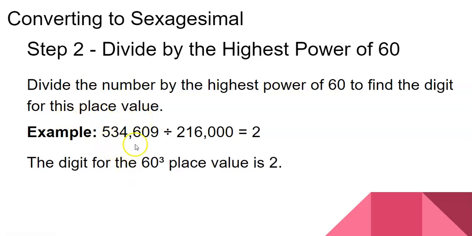Example, 524,609, our given number. So divide it by the value of 60 cubed, which is 216,000, and the quotient is 2. Thus, the digit at the hundreds of thousands of 60s place is 2.